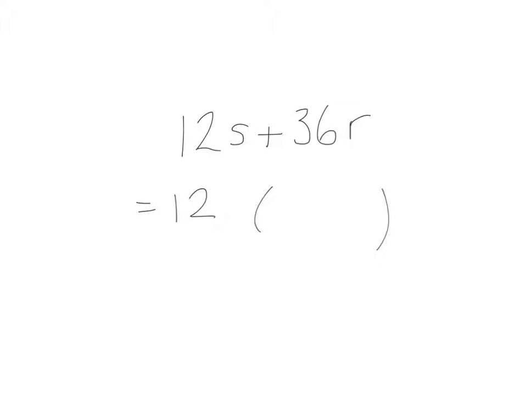So we need to think of 12 times something is going to be 12s. So that's going to be s. And 12 times something is going to be plus 36r. So that's going to be plus 3r. You can always check if you've got these correct by multiplying back out this bracket. 12 times s is 12s plus 12 times 3r is plus 36r. If you multiply out this bracket, you should get back to your original expression.